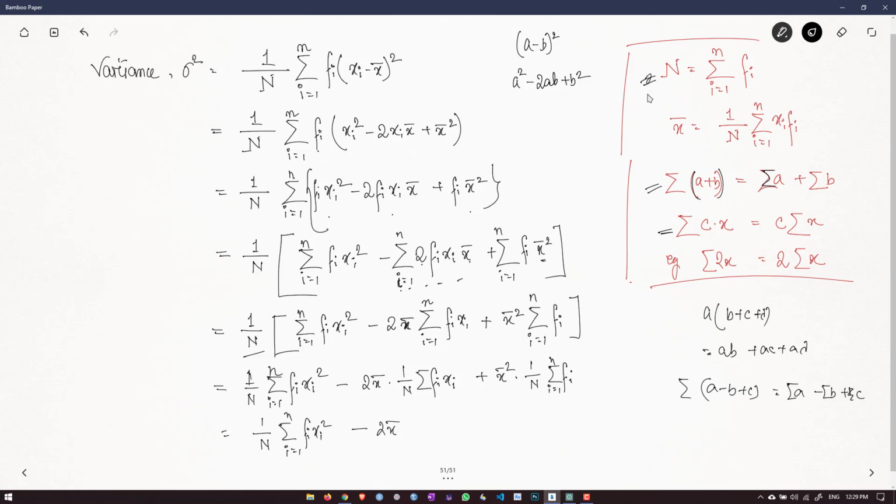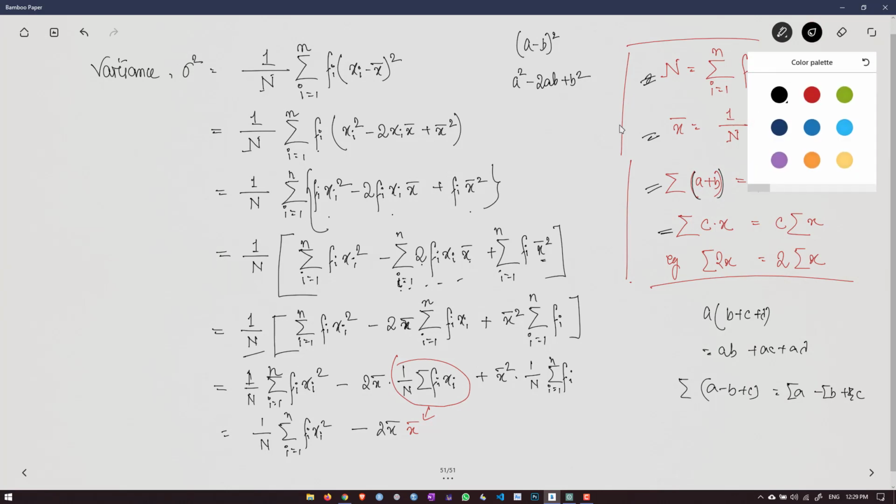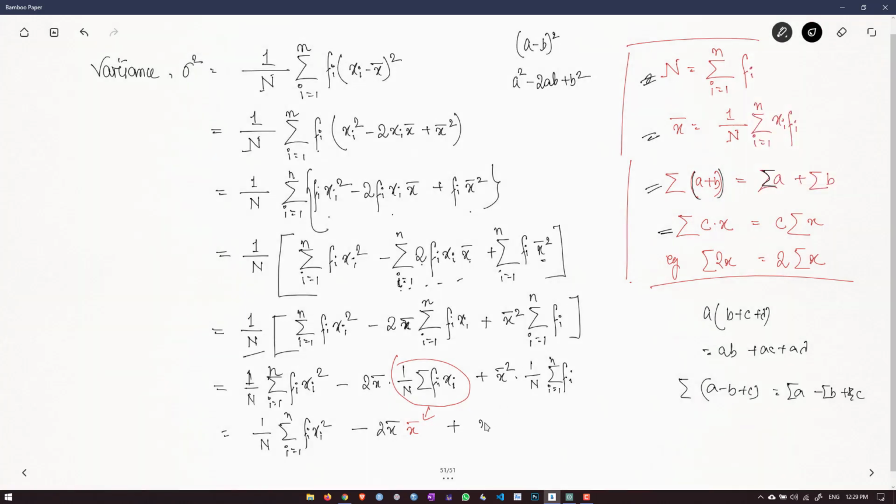From this property, it is nothing but x bar. So in place of this term, we can write down x bar, right? And the last term is x bar square into, now what is summation fi? Summation fi is capital N, divided by capital N. So this will be capital N divided by N, right? That means 1. So we will simply ignore that term.